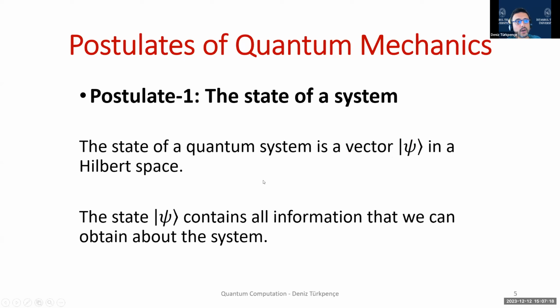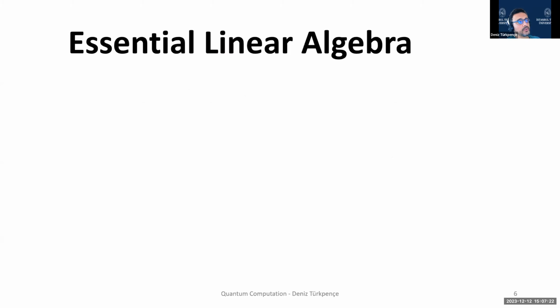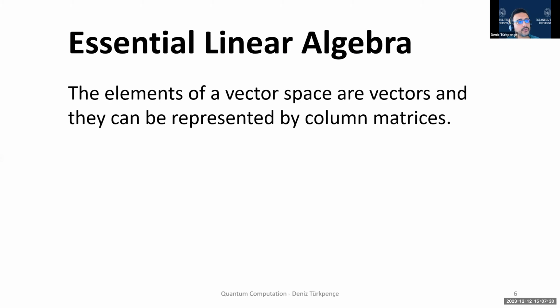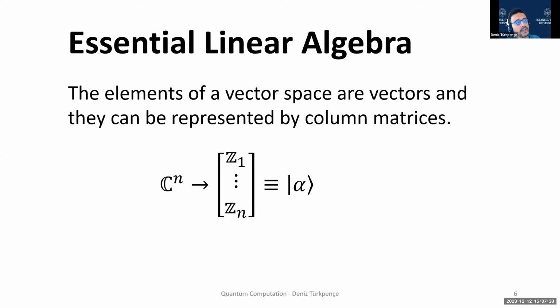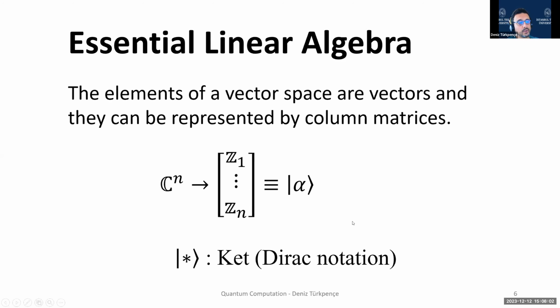So, this is an introduction to our mathematics, which is known as complex linear algebra. Let's review some essential linear algebra. The elements of a vector space are vectors, and they can be represented by column matrices. In an n-dimensional complex vector space, a column matrix can be represented by this symbol. Here, z1 to zn are complex numbers, and we denote this vector by alpha ket. This symbol is known as Dirac notation, and we call this a ket. We use it to represent the quantum system of our interest.